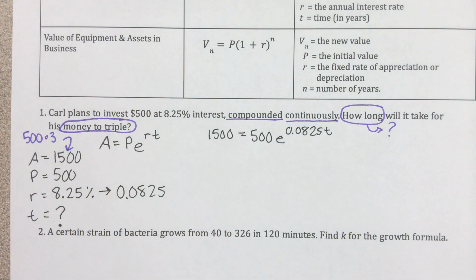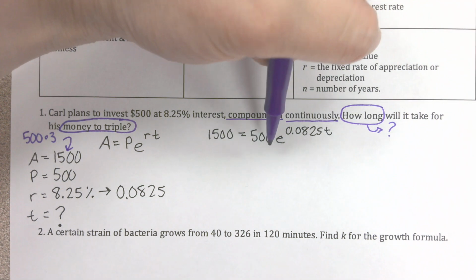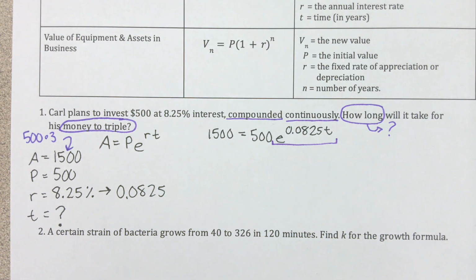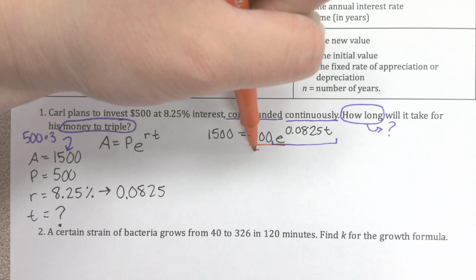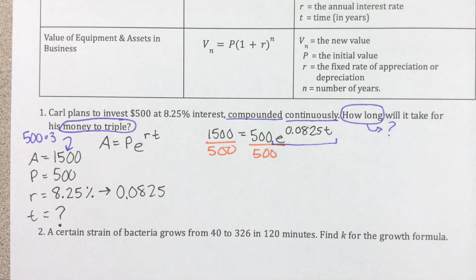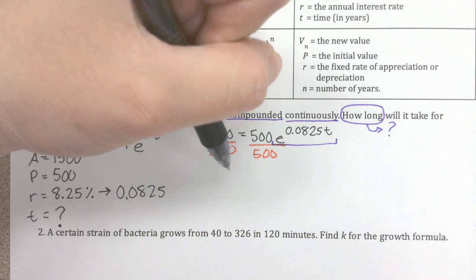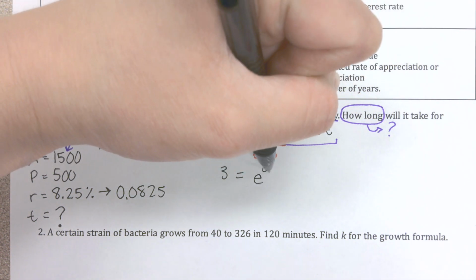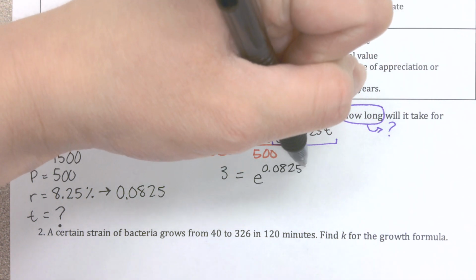This is an exponential equation. Before you can switch the form, you must get the exponential part by itself. When we switch the forms, we need just e to be the base, not 500e. We need to get rid of the 500. So in this case, we're going to divide off the 500 before we switch the forms. So this becomes 3 equals e to the 0.0825t.